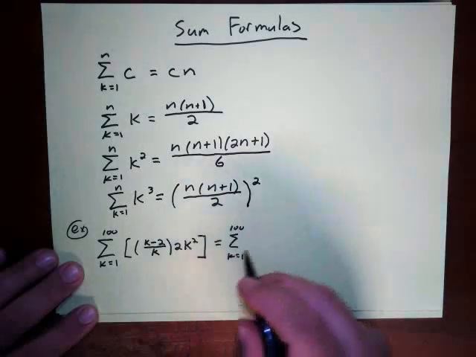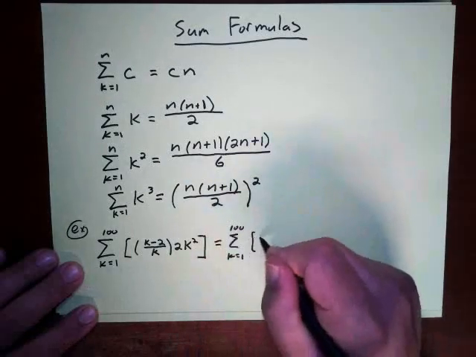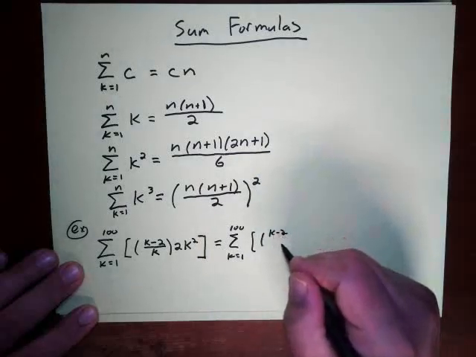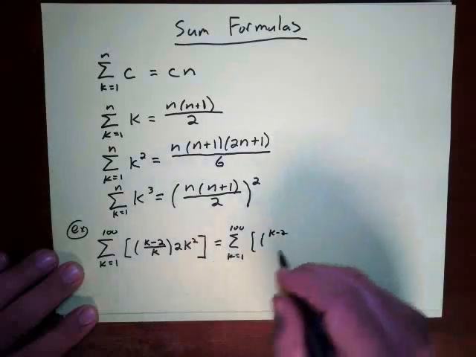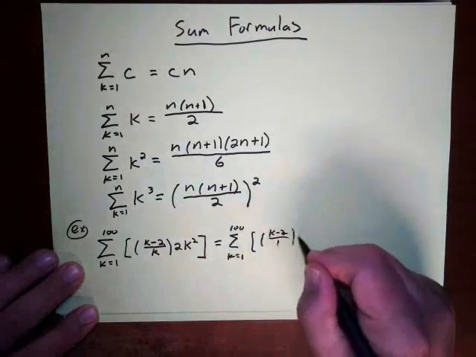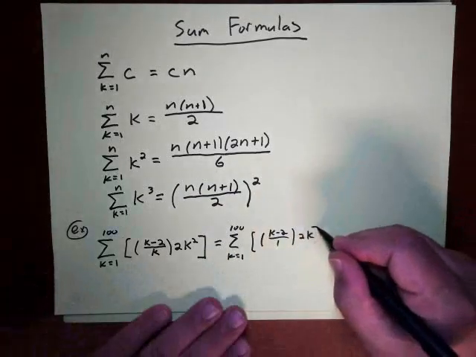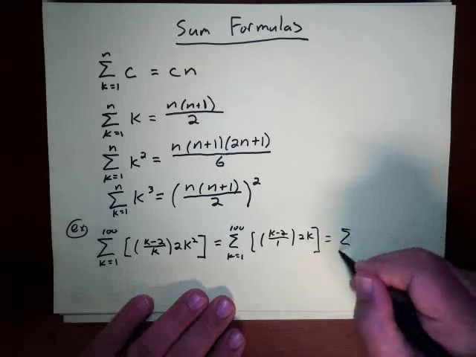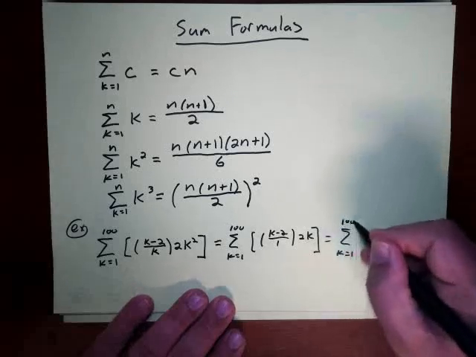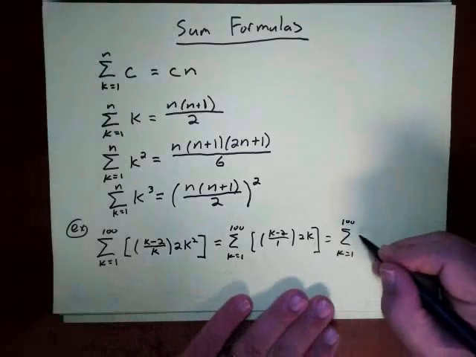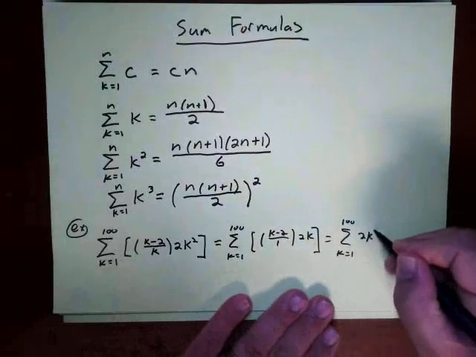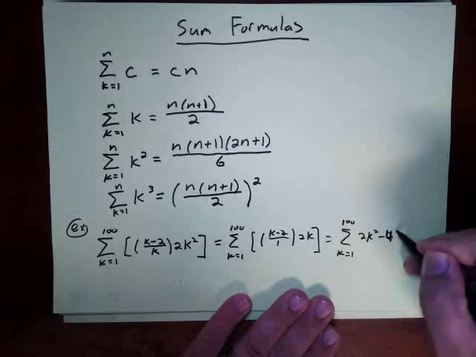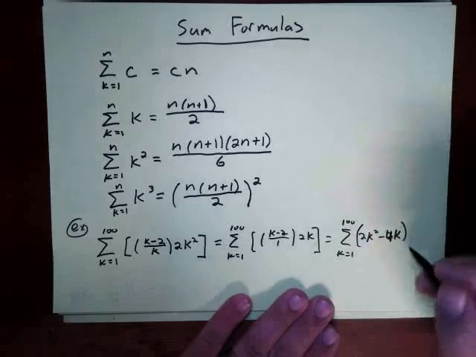And then see this here? Let's see. Oh, I'm going to cross off one of those. So this would be like 1 here, and this is just 2k, right? Something like that. So then I'm going to distribute that 2k over. And so I'm going to get like 2k squared minus 4k.